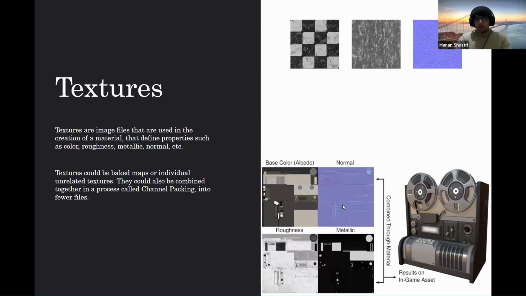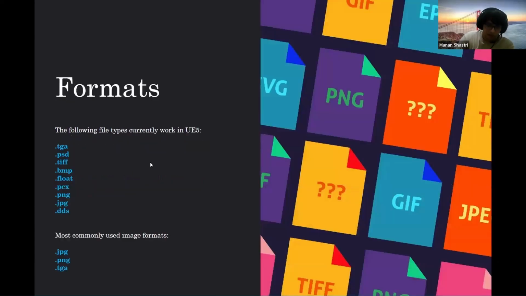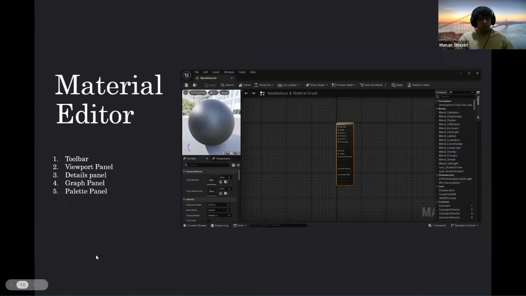So that's how you can use the correct textures and package them in the correct way to look right on an appropriate mesh. Here are some of the common formats that we use in UE5. Most commonly, we use JPEG, PNG, Targa. You do have a bunch of different formats which do work, but these are your most common ones that you will see us use anytime you import a texture into Unreal.